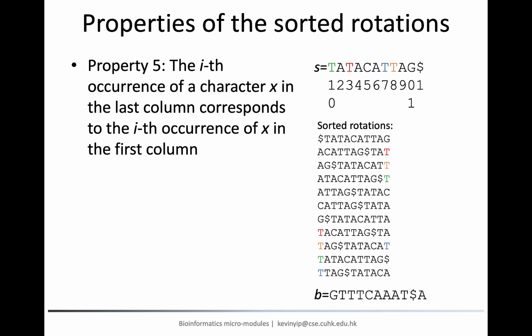Similarly, if we check carefully, the T in the last column of the 3rd row is the orange T. The one in the 4th row is the green T, and the one in the 9th row is the blue T. Now, interestingly, if we look at the 4 T's in the first column of the sorted rotation matrix, from top to bottom, they are also the red, orange, green, and blue T respectively, which means their order is exactly the same as in the last column.